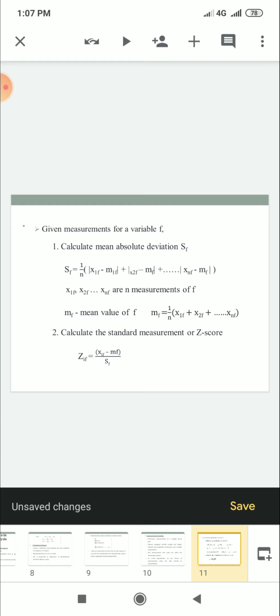Given measurements for a variable f, we can calculate the mean absolute deviation s_f = 1/n (|x_1f - m_f| + |x_2f - m_f| + ... + |x_nf - m_f|), where x_1f, x_2f up to x_nf are n measurements of f. m_f is the mean value of f. m_f = 1/n (x_1f + x_2f + ... + x_nf). We can calculate the standard measurement or z-score: z_if = (x_if - m_f) / s_f.